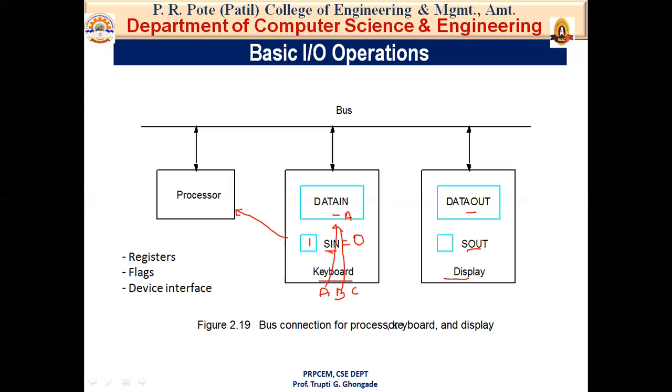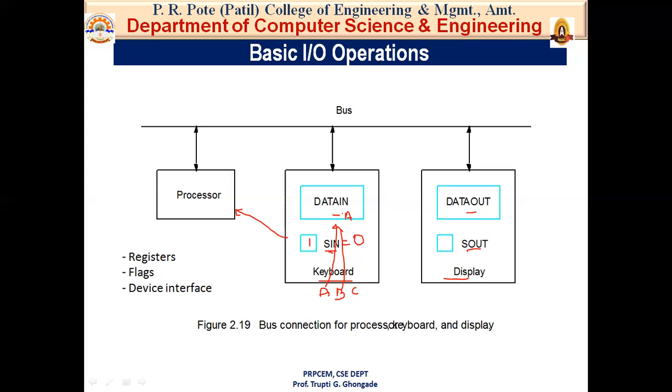And when the character is transferred to the processor, your S in is automatically set to 0. And if a second character is entered, that means B, your S in is again set to 1 and the same process repeats. A similar process takes place when characters are transferred from the processor to the display. Now, in this step, characters are entered by using the keyboard, that means by using your input devices.